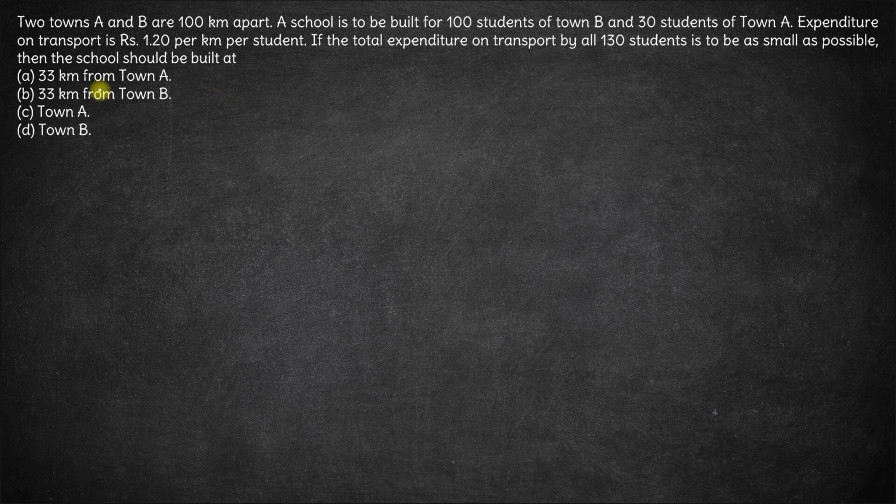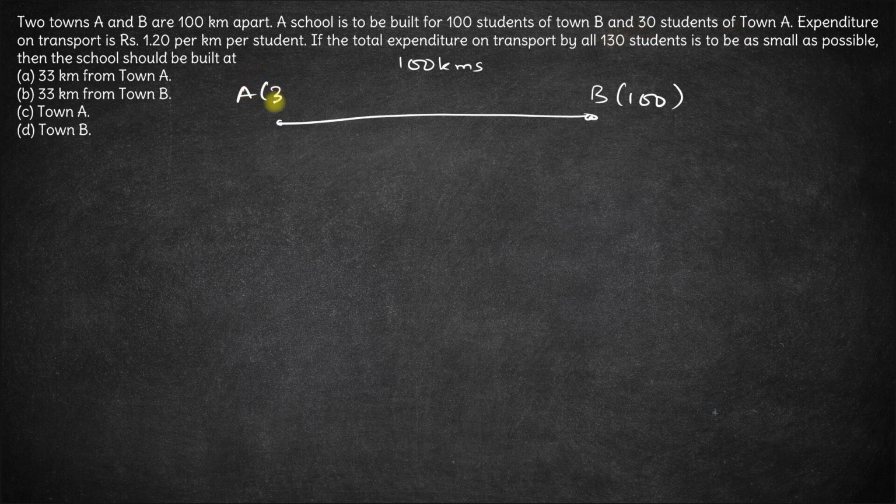Hi, here we have two towns A and B, 100 kilometers apart. The distance between them is 100 kilometers. Now a school is to be built for these 100 students of town B and 30 students of town A. Town B has 100 students, and town A has 30 students.